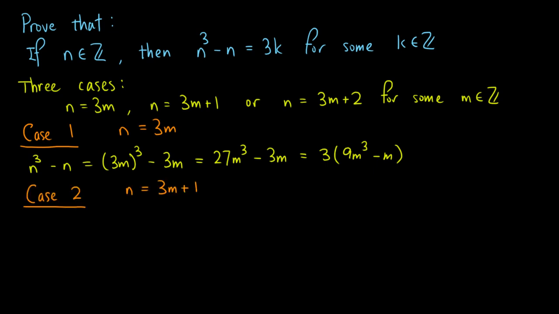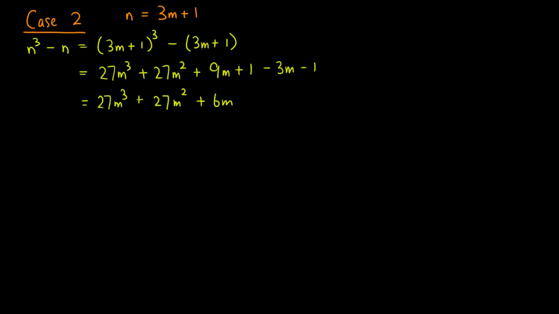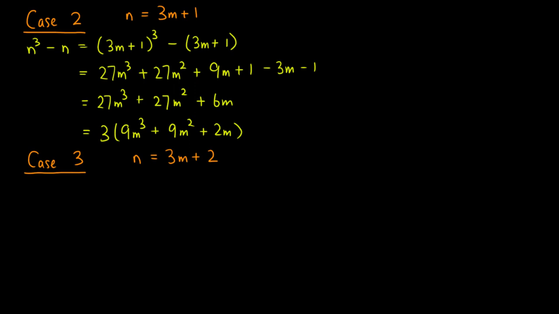Next, n equals 3m plus 1. We substitute again to get 3m plus 1 cubed minus 3m plus 1, which is a bit clumsy since we need to expand a third power. We can use the binomial theorem or expand bracket by bracket to get 27m cubed plus 27m squared plus 9m plus 1 minus 3m minus 1, which equals 27m cubed plus 27m squared plus 6m. Again, we are able to take out a common factor of 3 to have 3 times 9m cubed plus 9m squared plus 2m. The last case is very similar.